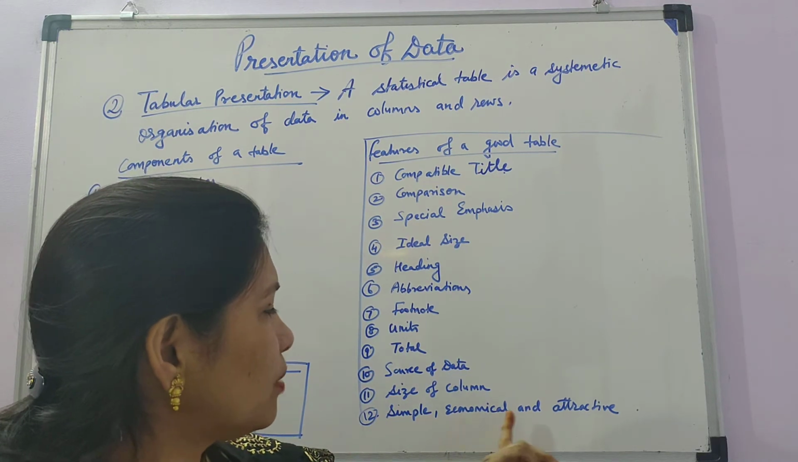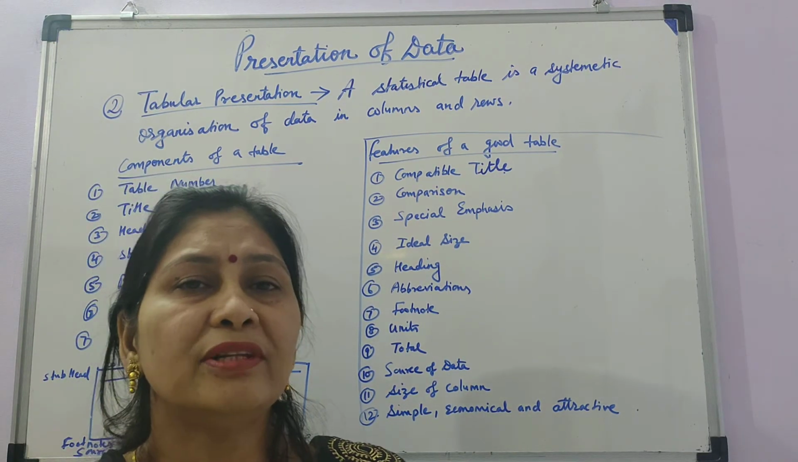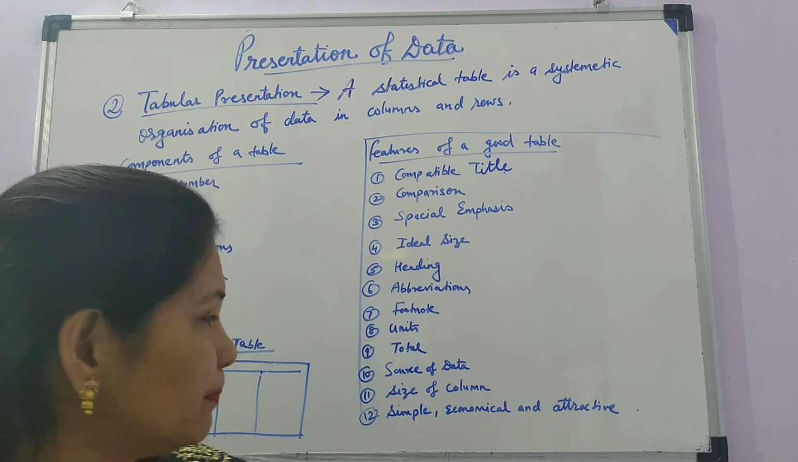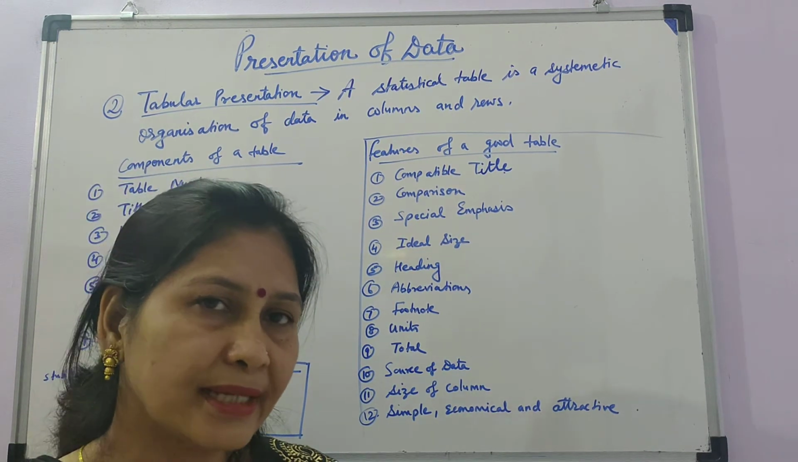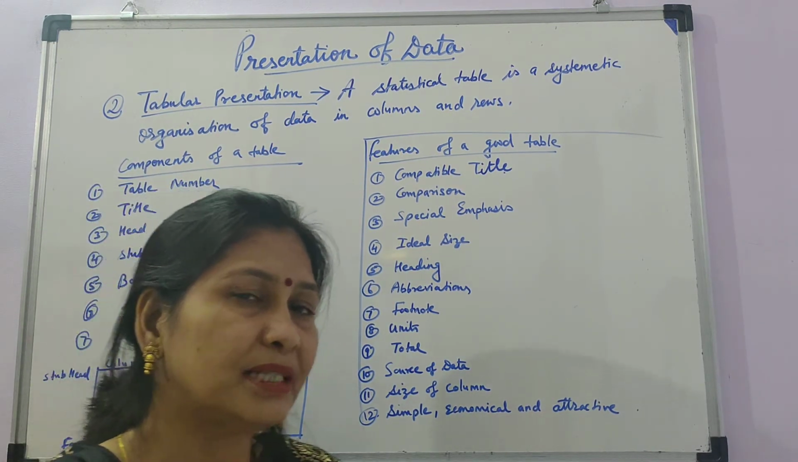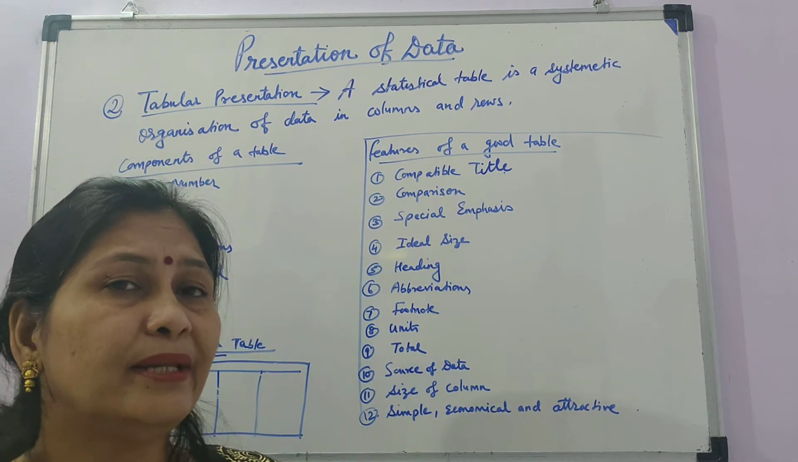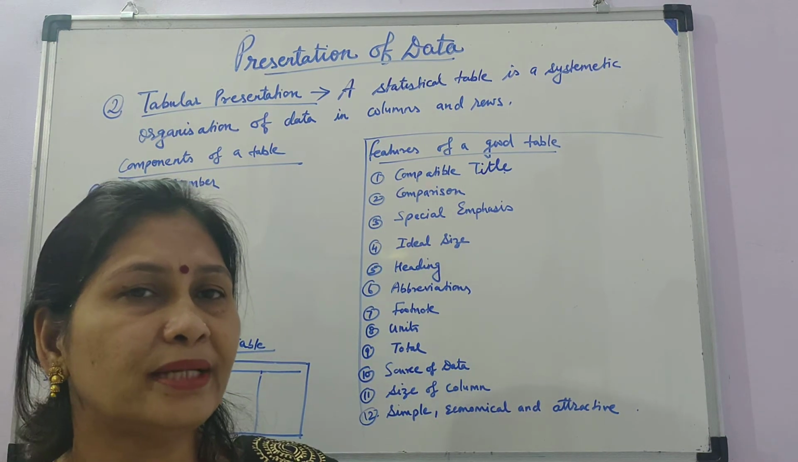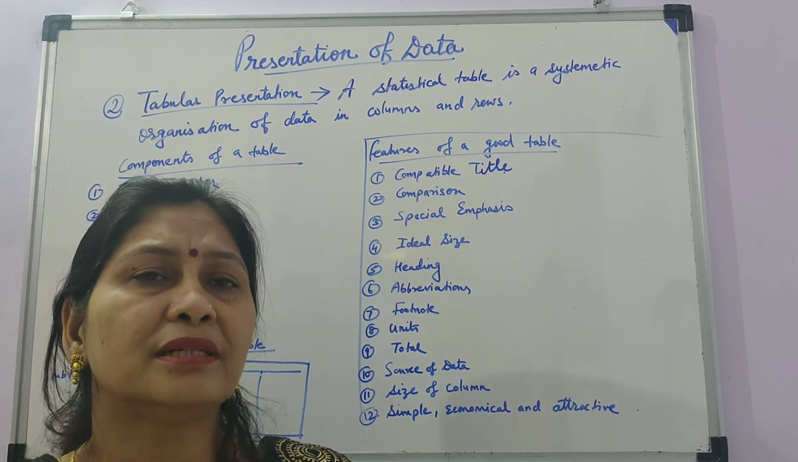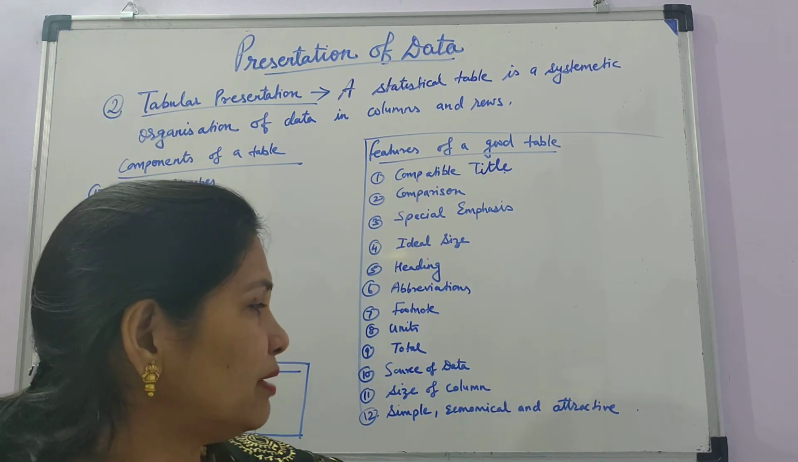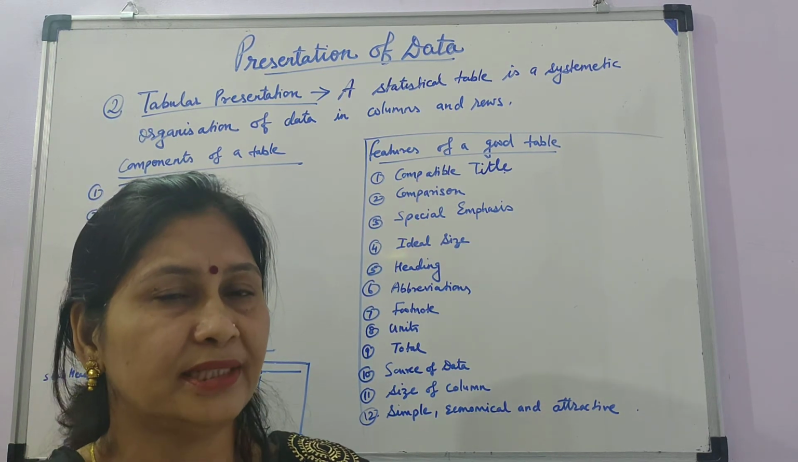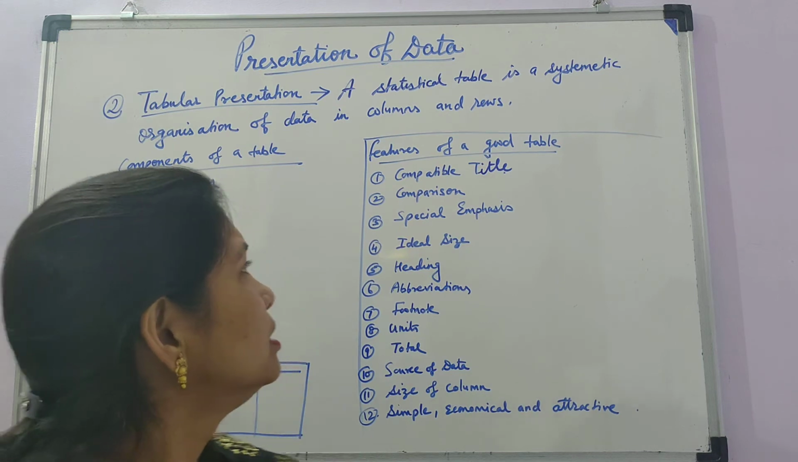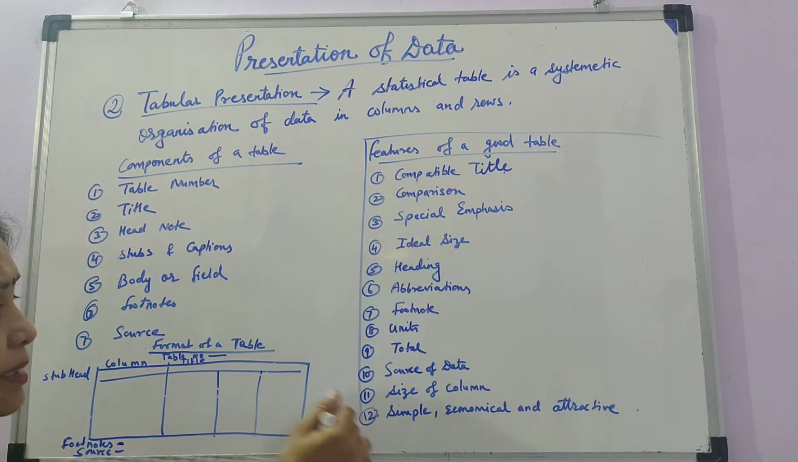Then simple, economical and attractive. Whenever you want to make a table, the table should be a simple one so that we can understand it easily, and it is economical also. Not much money should be spent on it. The table should be economical, not too expensive, and it should hold every piece of information, and it should be attractive too. Table must be attractive also. So these are the features of a good table, and these are the components of a good table.